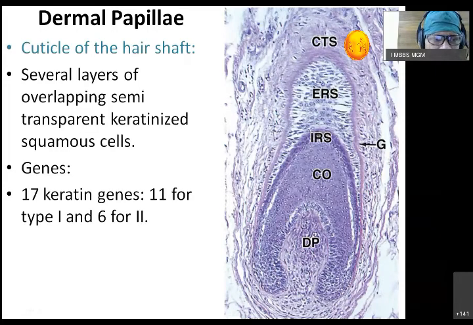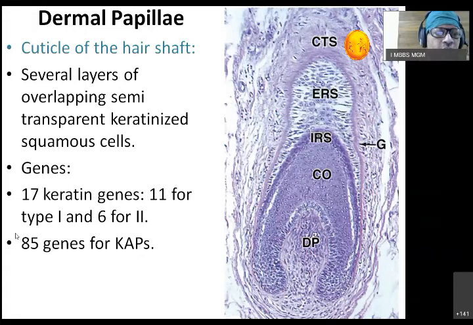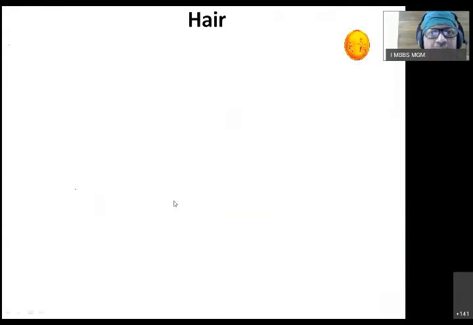And then we talk about caps. Caps has a huge amount: 85 genes are required for different types of keratin associated. It plays an important role in texture and variety of the hair. So now there's a lot of research on what we can do with this, and how we can modify them. Just remember about this.